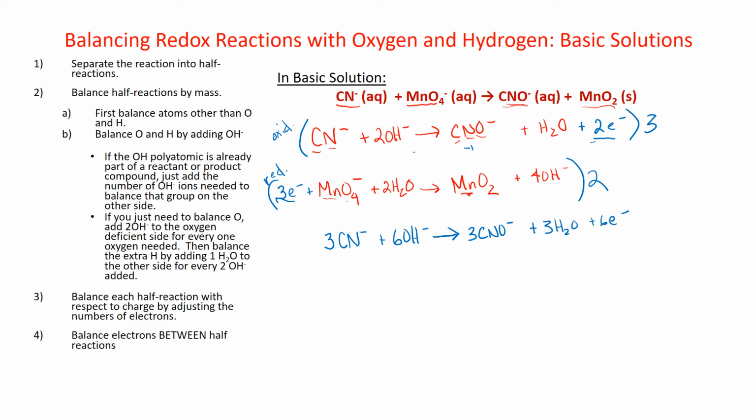In my second half reaction, I have 2 times 3, so that's 6 electrons, plus 2 permanganates, plus 2 times 2 is 4 waters. And then I've got 2 manganese dioxides. And 2 times 4 is 8 hydroxides. Okay, we'll add these together and see what we can cancel out.